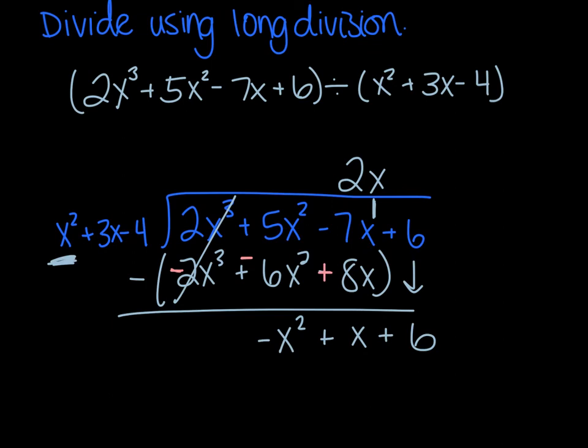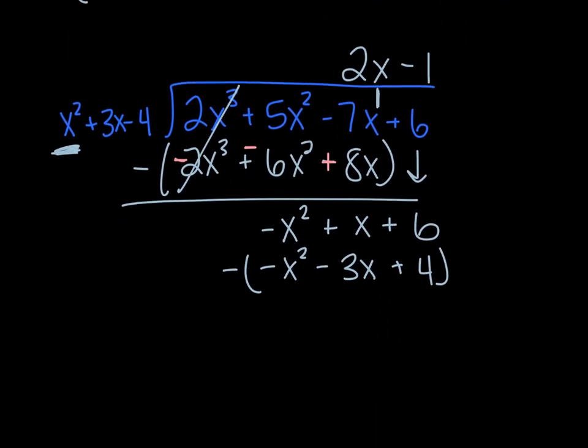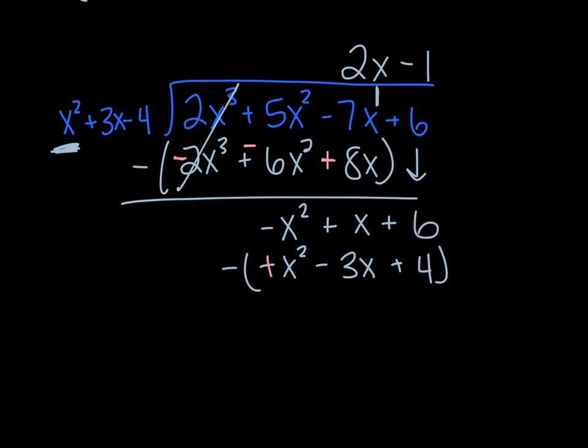How many times does x squared go into minus x squared? We know it goes in minus 1 times. So minus 1 times x squared plus 3x minus 4 is going to give us minus x squared minus 3x plus 4. Now again, we want to subtract the whole term. So when we do that, all of our signs change. This becomes a positive, this becomes a positive, this becomes a negative. So when we subtract, this goes to 0. We have x plus 3x, which is 4x, and then positive 6 minus 4, which is positive 2.